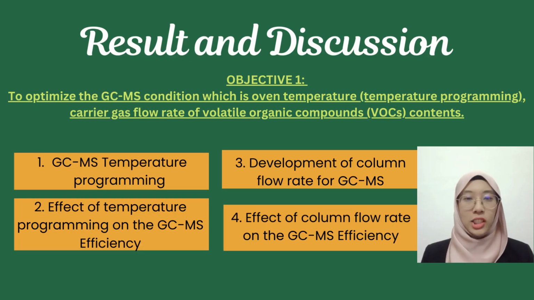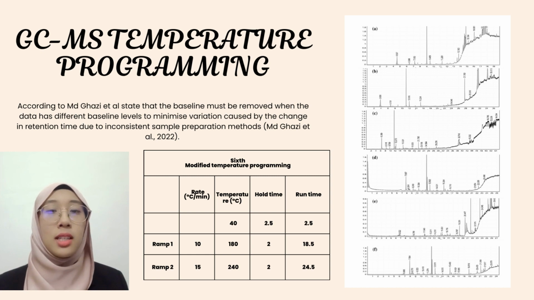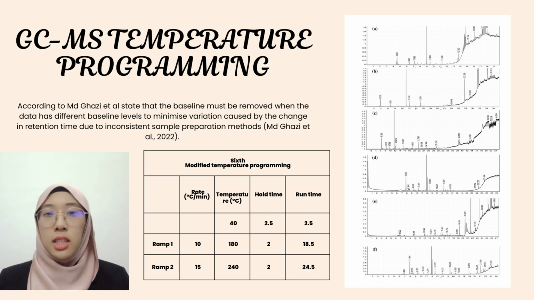From the results and discussion, for Objective 1, there are 4 points. For temperature programming, using Farad et al. 2017 as the oven temperature program reference, the GC optimization continued with different rates and hold times to get peaks that are not overlapped and have no baseline shift error, as can be seen in chromatograms A, B, C, D, E and F. The baseline level must be removed to minimize variation caused by changes in retention time due to inconsistent sample preparation method.